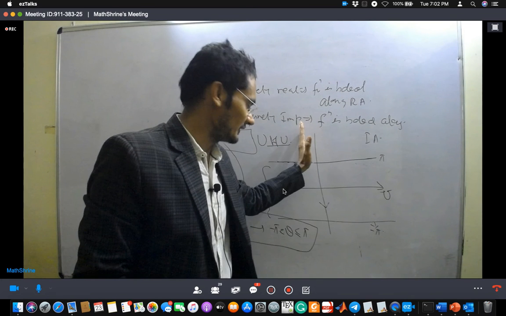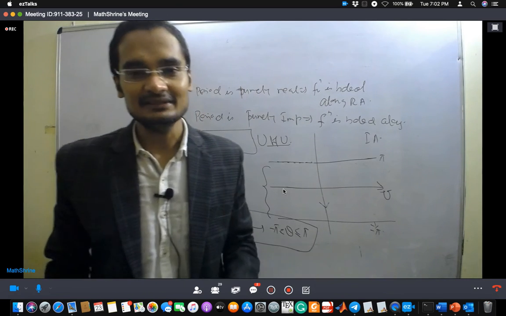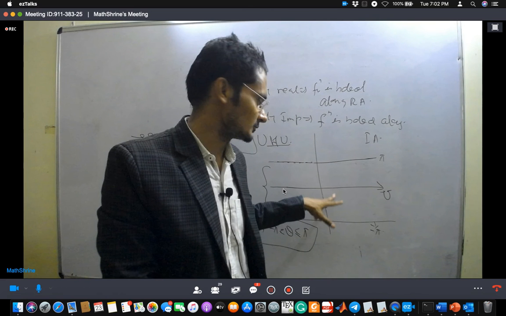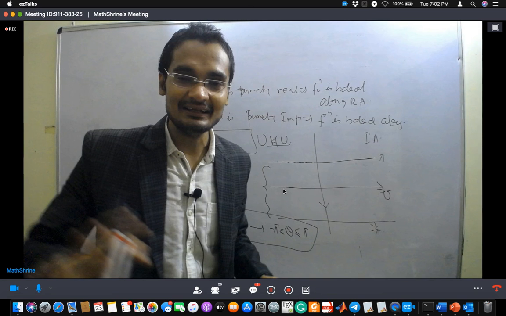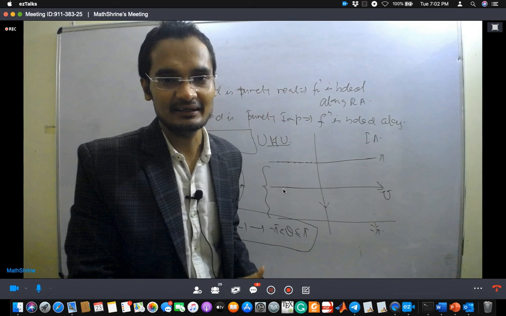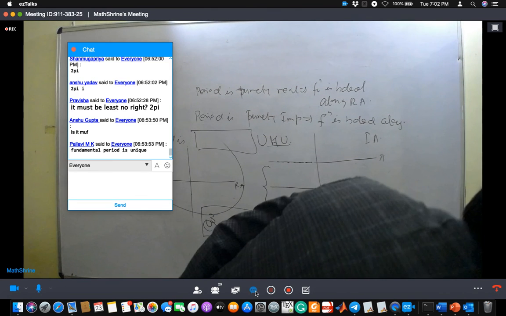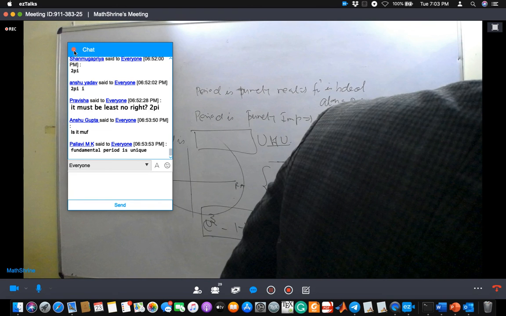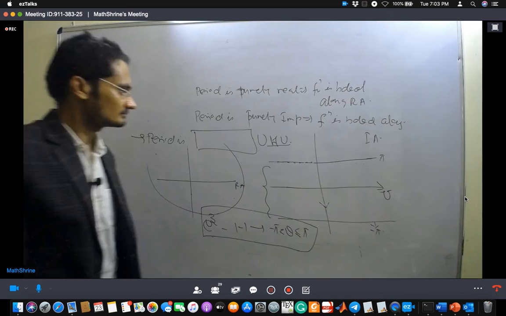Okay, so there are some questions. Is the fundamental period always unique? Also, one more question: when we find the fundamental period, we just list down all the positive periods and then take their infimum, right? Yes, so it must always be positive. That is the reason minus 2 pi i is not a fundamental period.